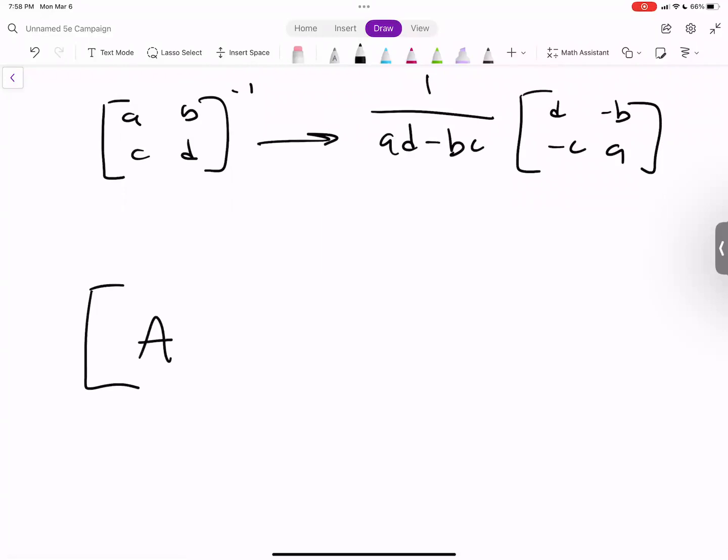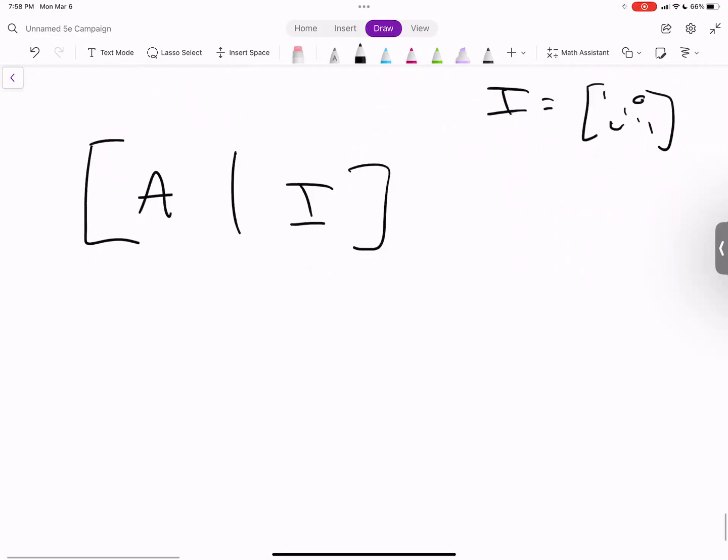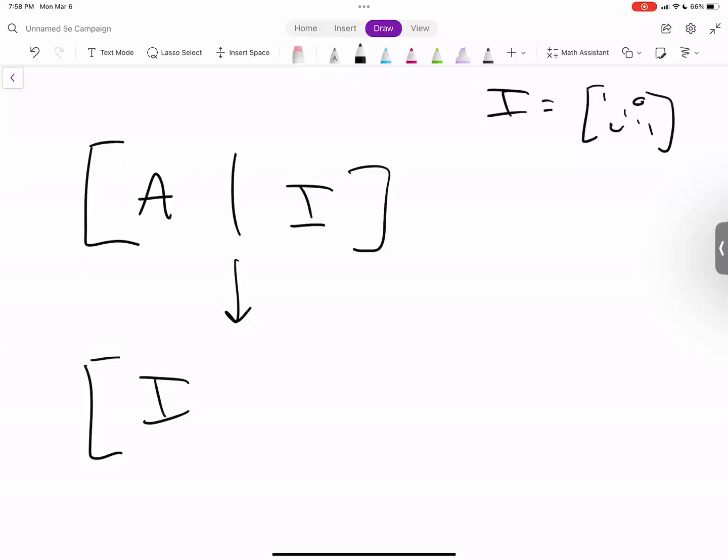So the way you do this is you take A and you augment it with the identity matrix, okay? And what the identity matrix is, it's just 1, 1, 1 on the diagonal, okay? And what you're gonna do is row reduce this until you get the identity on the left-hand side. Then whatever is on the right side of the augment bar is A inverse, okay?